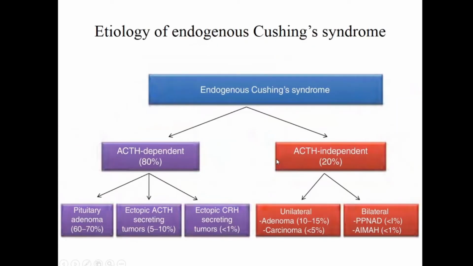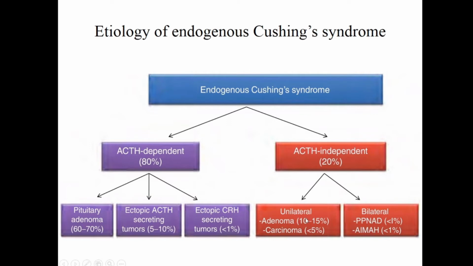Just a recapitulation of this beautiful looking slide, which I took a snapshot from the book. Endogenous Cushing syndromes are divided into ACTH dependent, the majority at 80%, and ACTH independent causes, okay? ACTH dependent causes are pituitary disease, the most common cause, ectopic secretions, and ectopic corticotrophin releasing hormones, okay? All right. So here we have ACTH independent.